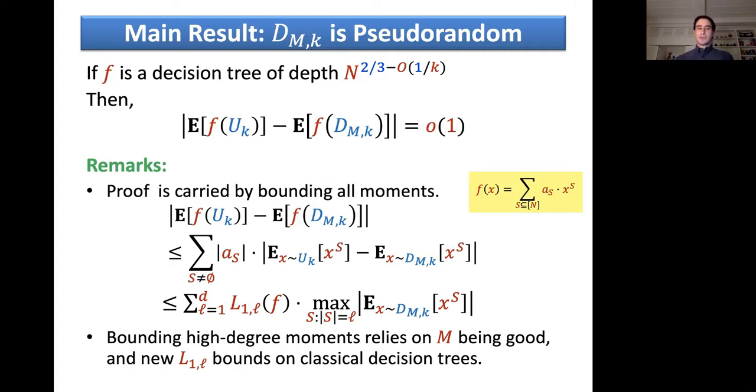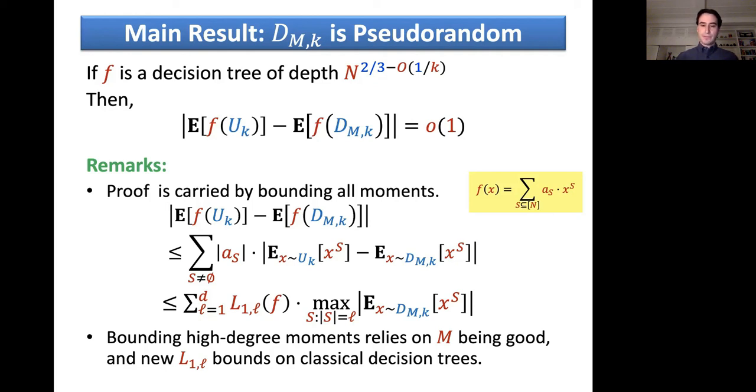To bound the difference between the acceptance probabilities, it suffices to bound the contribution to the difference of each individual monomial. This can be carried out by a simple linearity of expectation and triangle inequality. You can show that the difference of acceptance probability is at most the sum over all sets of the absolute value of the coefficient, multiplied by the difference of the expectation of the monomial on U and on DMK.